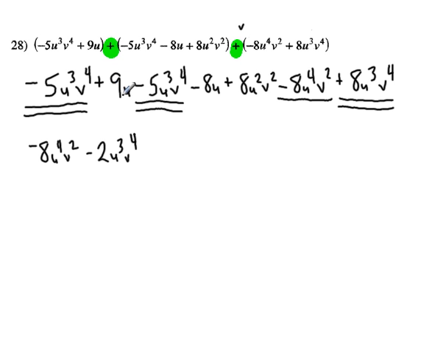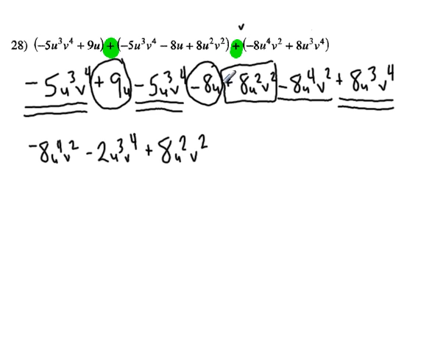So now I've got 3 terms left to go. This one looks like it's all by itself. So I'm just going to put a box around that one to make sure that I know I've handled it. Don't want to leave it out. 8u squared, v squared. And then I have 2 terms that'll combine. I'm going to put circles around those. So I've got 9u minus 8u, which is just a positive u. That's it.